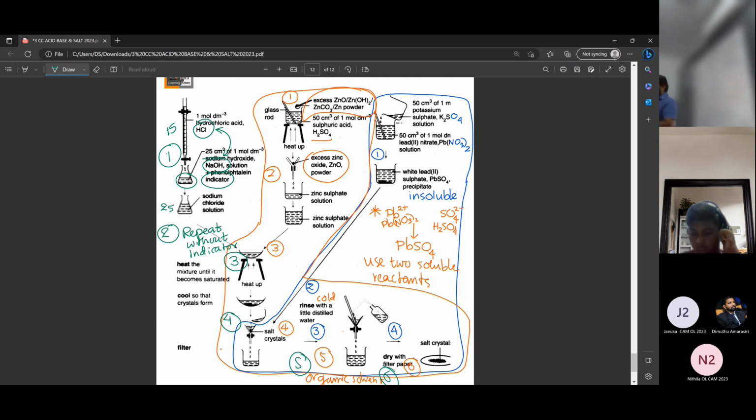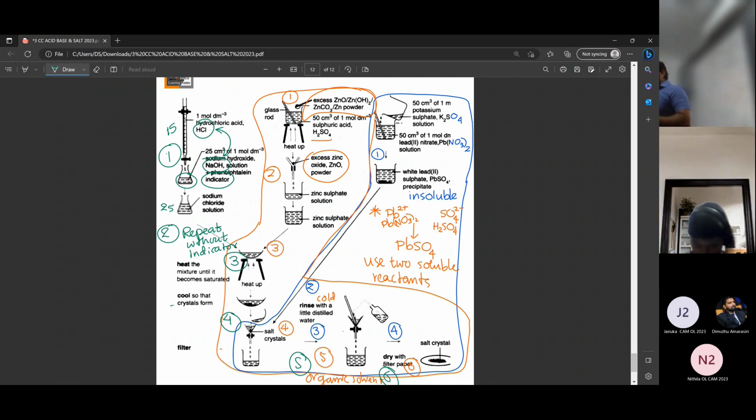Add 25 cm cube of sodium hydroxide solution and phenolphthalein indicator into the conical flask or the titration flask. Then using a burette, HCl is added until the color changes, right? After that, the volume of HCl is recorded. We can just say add HCl from the burette to the conical flask until the color is changed. Measure the volume. Repeat the experiment without the indicator. Heat the solution at the saturation point. Filter the crystals and wash with organic solvent and dry it.